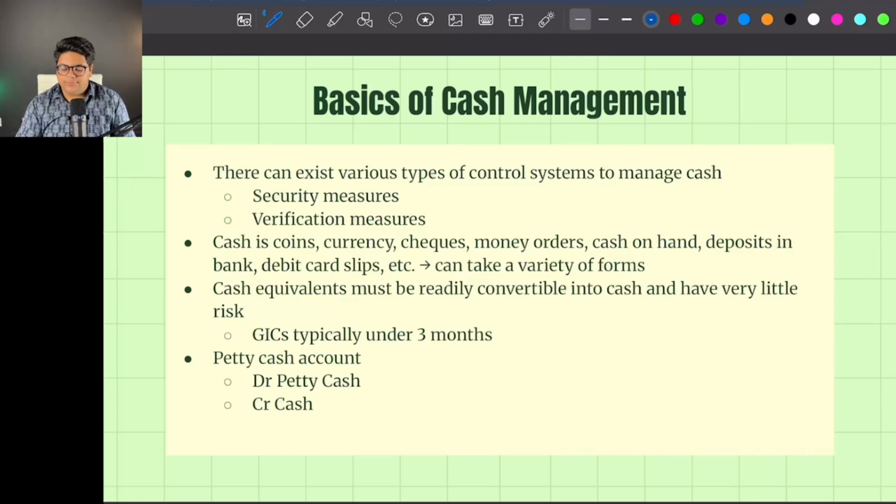Cash is what you use to buy things, and therefore you need to protect it because it's very important, and it is also very liquid, meaning liquidity is basically how quickly you can exchange that asset for cash.